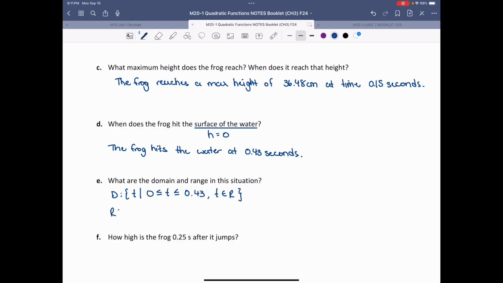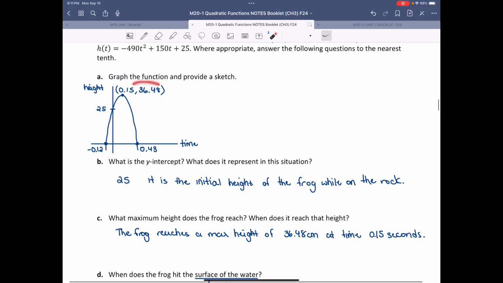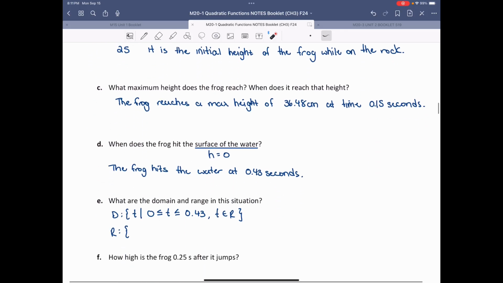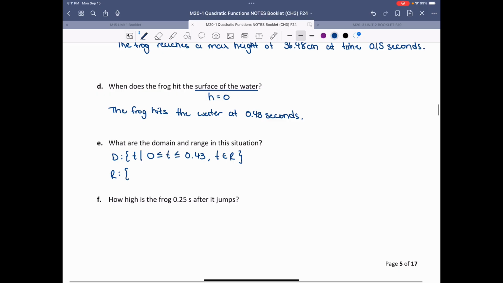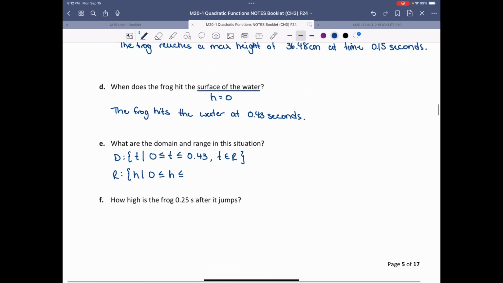And the range is the height. The height is between the max value and 0. So it's bigger than or equal to 0, but less than or equal to our max height. So h, such that 0 is less than or equal to h, which is less than or equal to 36.48, comma, h, e, r.